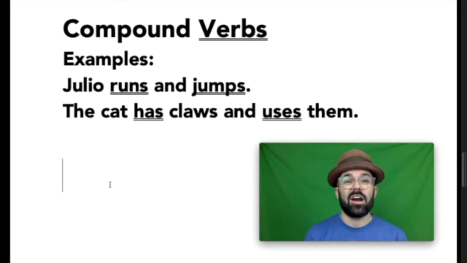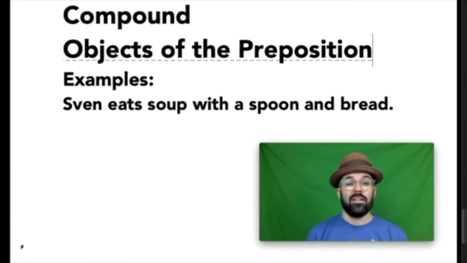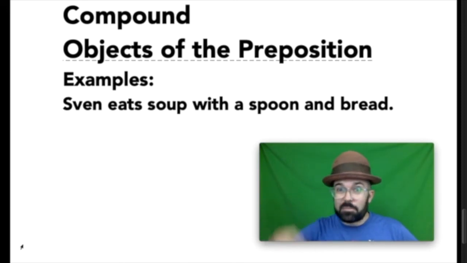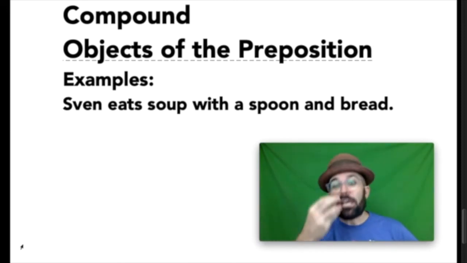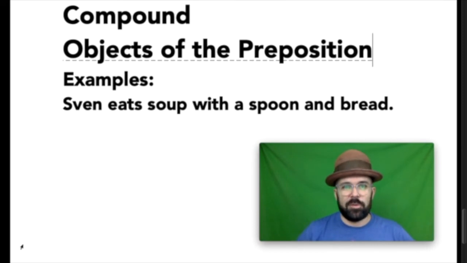Let's take a look at our final examples for today. Compound objects of the preposition. The first example, Sven eats soup with a spoon and bread. He's eating soup. He's got a spoon. He's got some bread. Dip, dip, dip. Eat. He's enjoying his soup. But that's beside the point. This sentence has one prepositional phrase, and that prepositional phrase has two objects of the preposition.